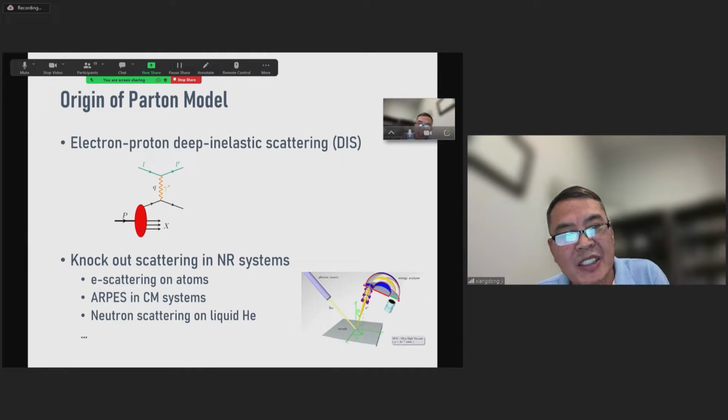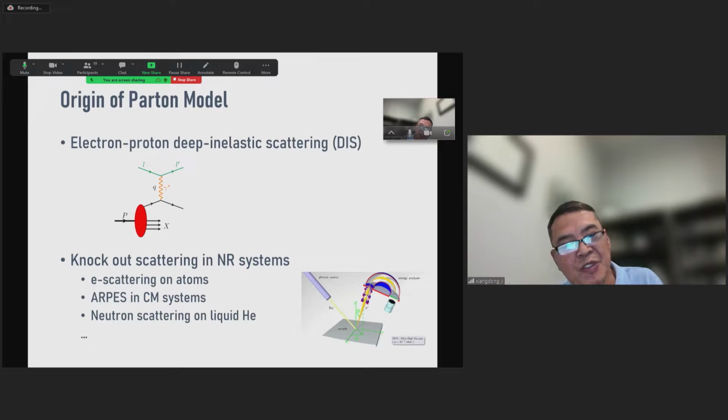So if you think about the origin of the parton model, which again comes from deep inelastic scattering, which in fact is a generalization of electron scattering in non-relativistic systems. For example, electron scattering off atoms, or scattering in condensed matter systems, neutron scattering in liquid helium, etc.